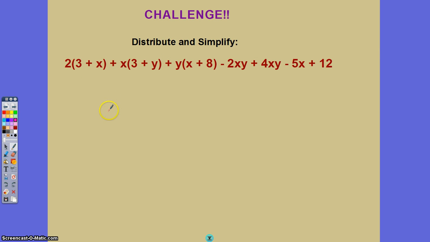And here's your challenge. We need to get rid of all of our parentheses by distributing, and then we need to see what we can simplify. I'm going to start with making some loops. So I'm going to distribute all of that out so that the parentheses are all gone. So 2 times 3 is 6. 2 times x is a positive 2x.